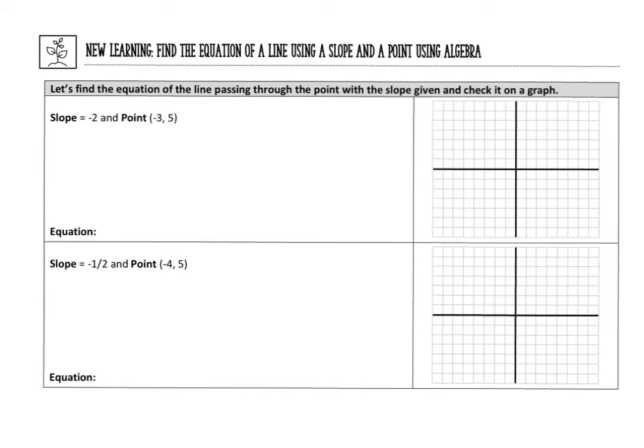Hi everyone. Today we're going to look at how to find the equation of a line if we're given the slope and a point. And we're going to look at how to do this using algebra. So let's start with y equals mx plus b.